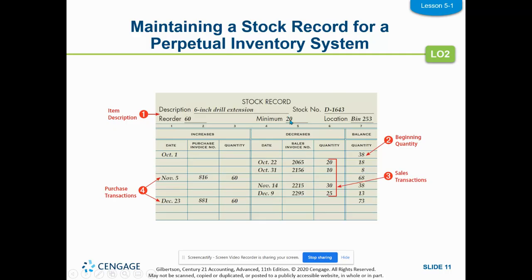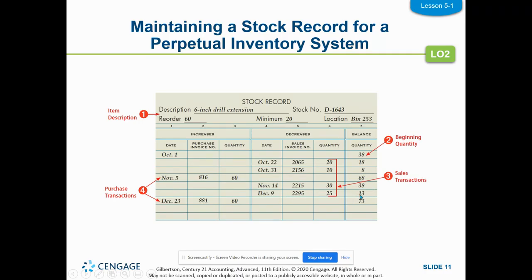Now remember, my minimum is 20. I should have ordered back here when it dropped to below 20 or at 18, but I didn't. I didn't order until November 5th, but I ordered my 60. That gave me an amount of 68. On the 14th, I sold 30 more. That dropped me down to 38.